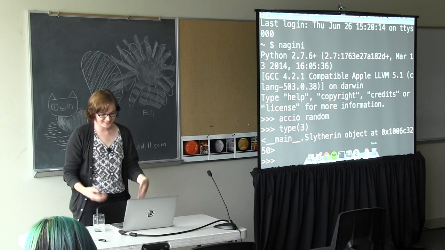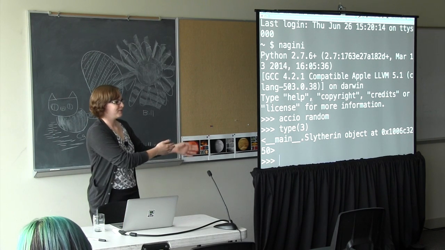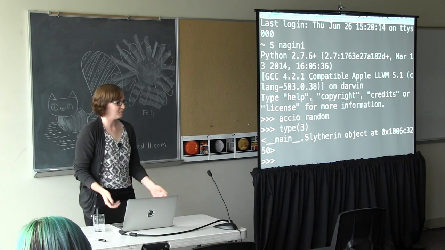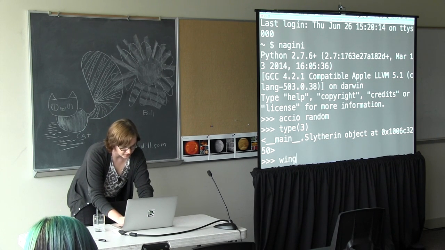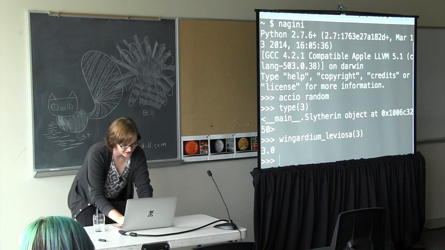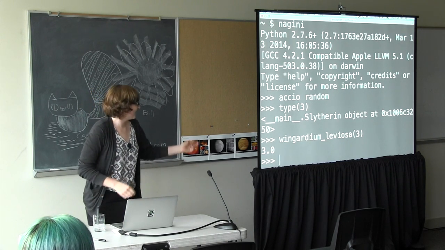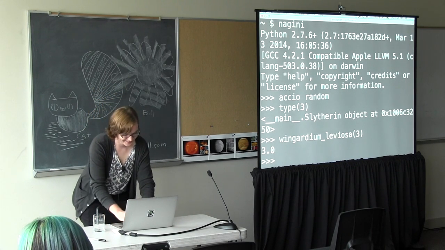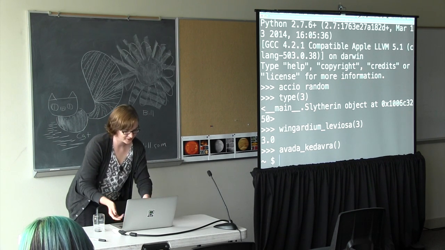Implementing this stuff is not nearly as hard because I can just overwrite type now and say def type and have it take in a parameter and then have it return 1 or something, and now that will be the type function. I also have one that's much harder to type, so Wingardium Leviosa 3, which is a Harry Potter spell where you can lift objects up so you float them. Yeah, and it converts to float. You can also Avada Kedavra, and then it will quit.